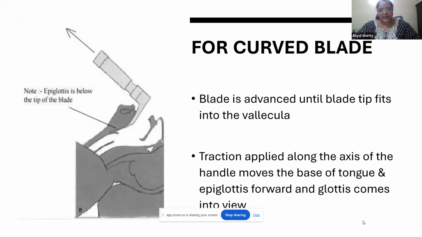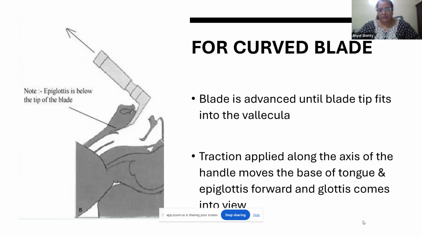So for the curved blade, you can see in the picture, it is mentioned the epiglottis is below the tip of the blade. So here we advance the blade until the tip fits into the vallecula. Traction is applied along the axis of the handle, which moves the base of the tongue and the epiglottis forward, and the glottis comes into view. So here we do not include the epiglottis under our blade, whereas it is in the vallecula and the epiglottis is below the blade.